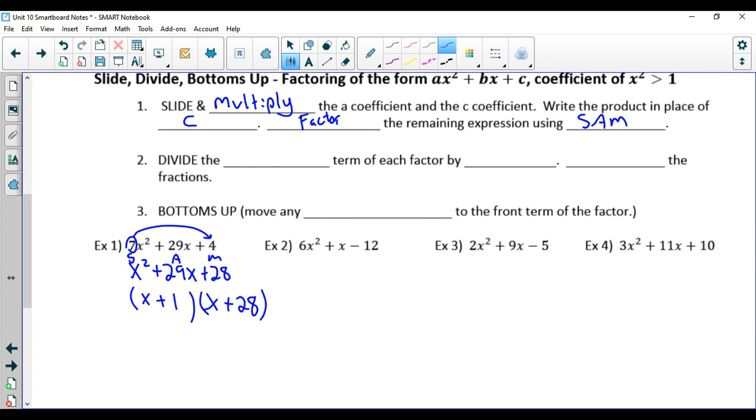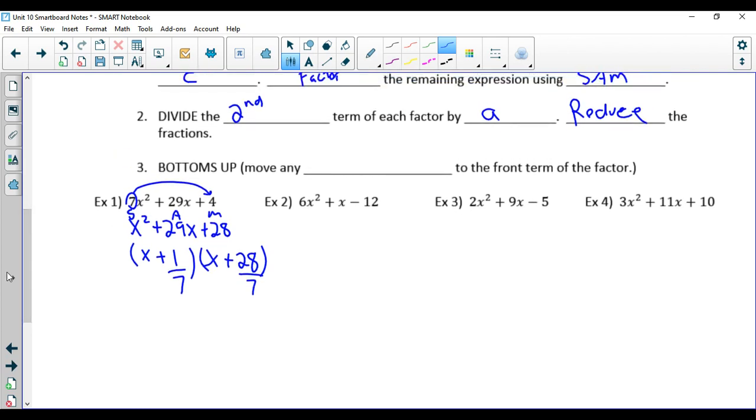All right, so we have to divide. So we're going to divide the second term of each factor by the a. And we reduce the fractions. So the second term of each factor are the numbers. So I'm going to divide the 1 by 7, because that's what I slid over. Divide 28 by 7. We reduce what we can reduce. 28 divided by 7 is equal to what? 4.